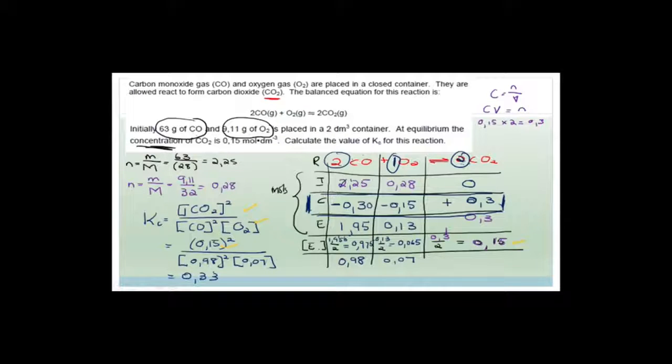So what did we learn? We learned that if the Kc value is smaller than 1, what do we have lots of? We have lots of reactants. So what can we say? We can say that this reaction lies well to the left, and therefore we're going to have a low yield of carbon dioxide. This reaction lies quite far to the left. Why? Because we've got a very low Kc, which means we've got a big denominator, which means we've got lots of this carbon monoxide and oxygen.